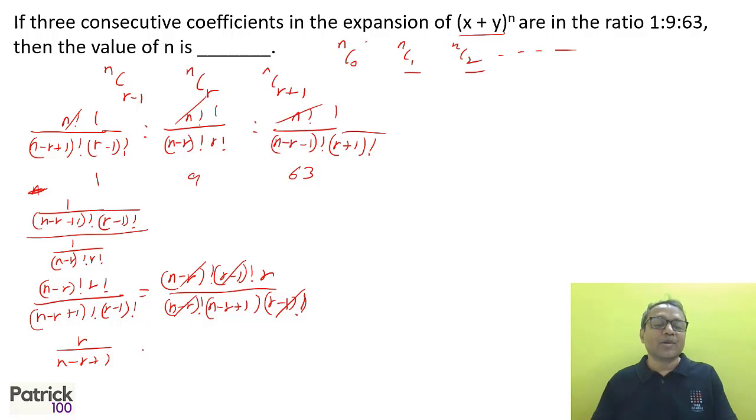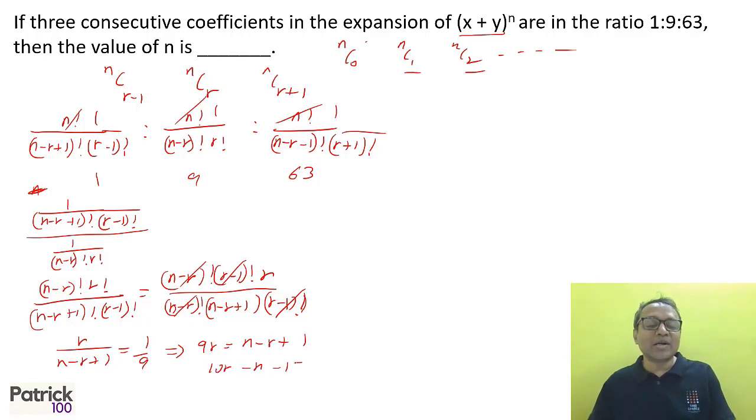And that, if you look at the first ratio, is 1 upon 9. Solve this, you get 9r equal to n minus r plus 1. Bring it on the other side. So 10r minus n minus 1 equal to 0. So you get 10r minus n minus 1 equal to 0. First equation. Similarly, take the second equation.